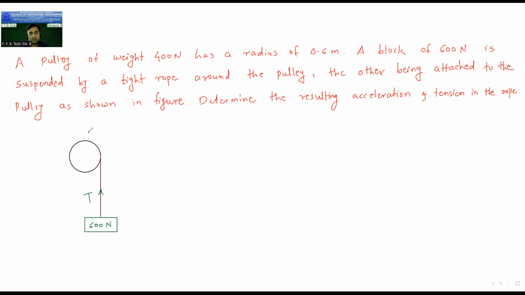The weight of this pulley is given: W is equal to 400 Newton. And the radius of this pulley is also given: R is equal to 0.6 meter. Now read the problem and try to solve it.